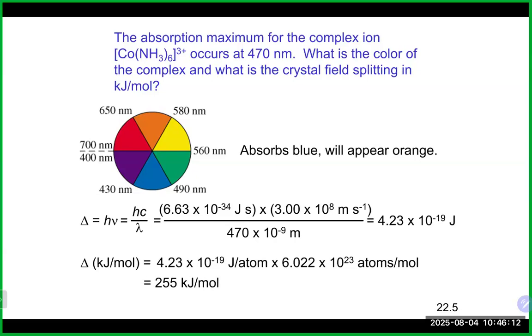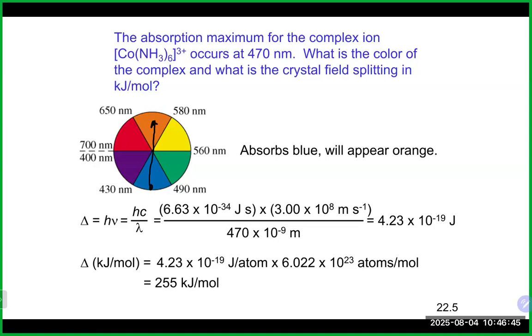So the absorption maximum for this complex ion occurs at 470. What is the color of the complex, and what is the crystal field splitting in this complex? Once again, at 470, that would put us here at blue. The solution should appear the complementary color to us, and it would appear orange in this case. If we were measuring absorbance, we would set it to blue, at 470.